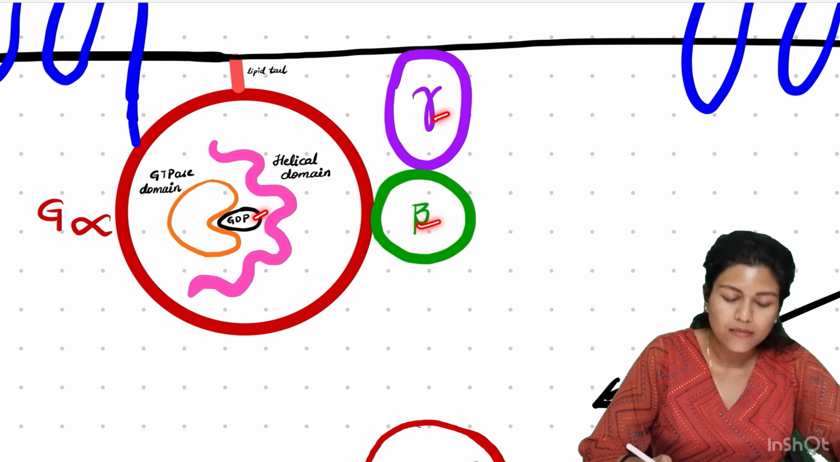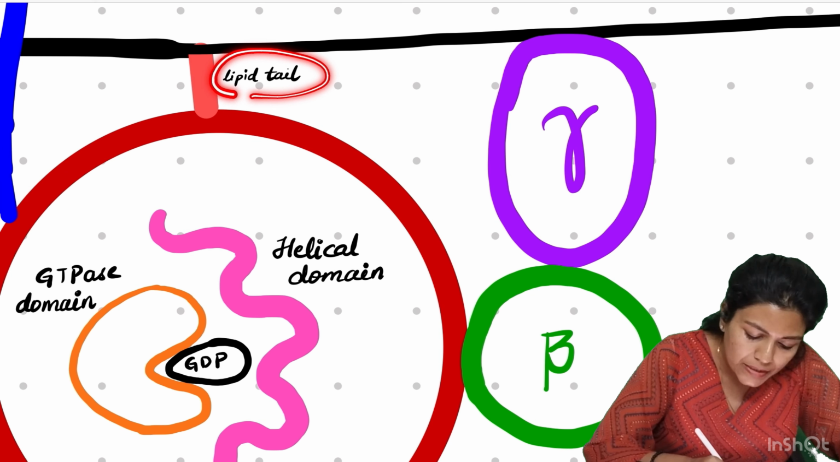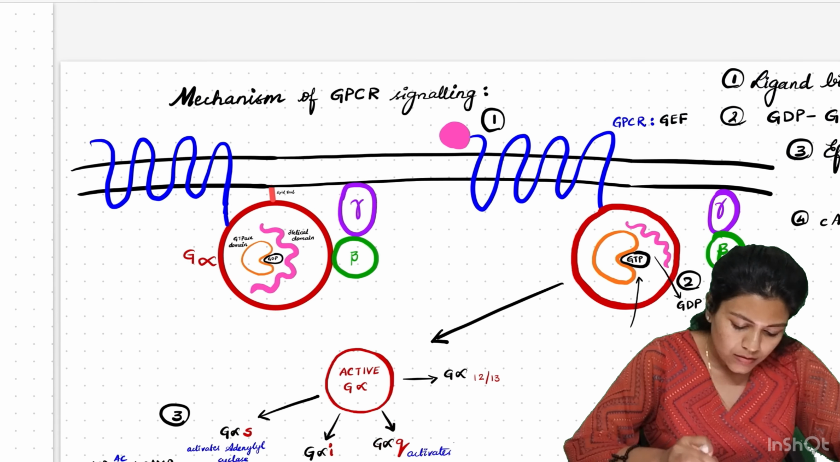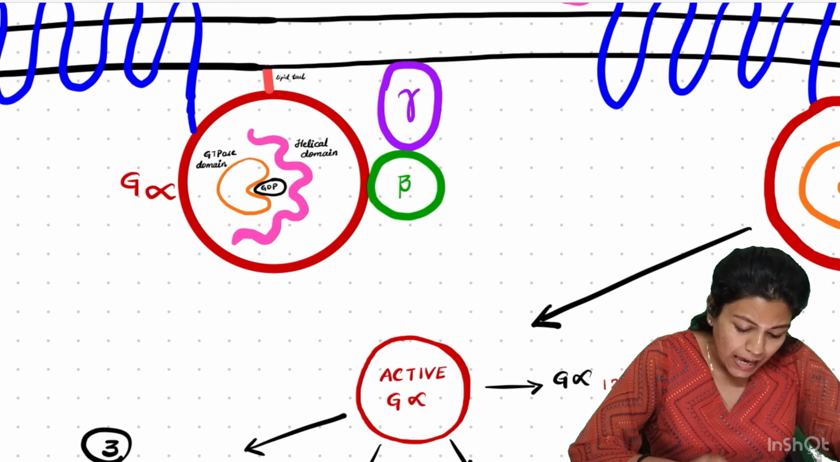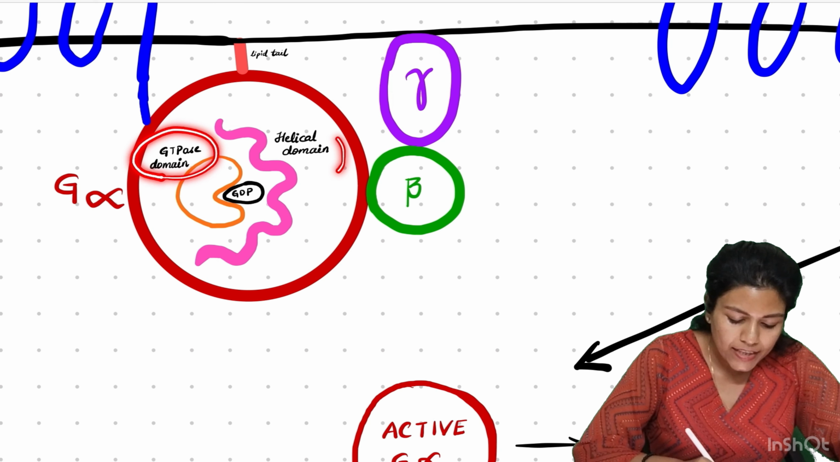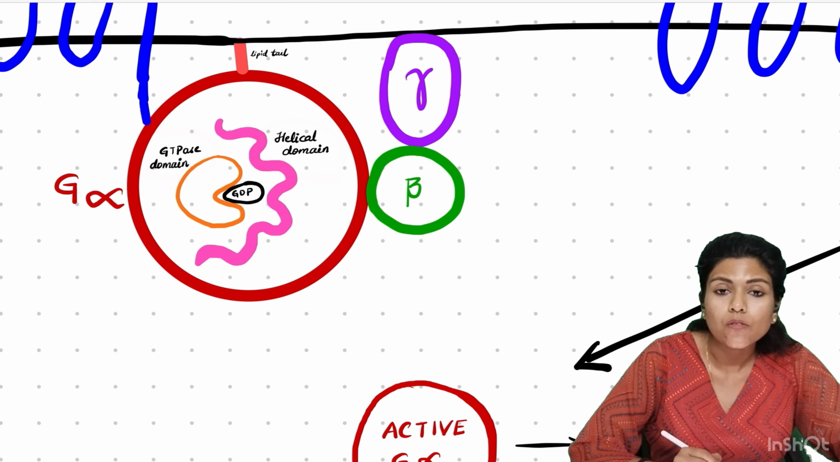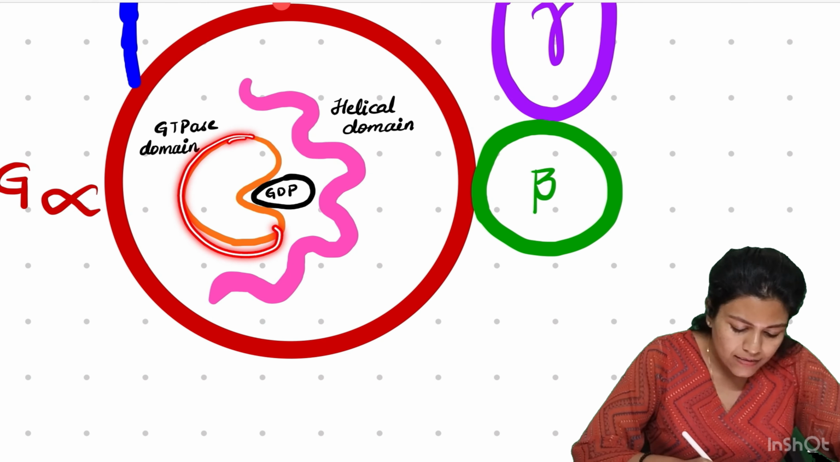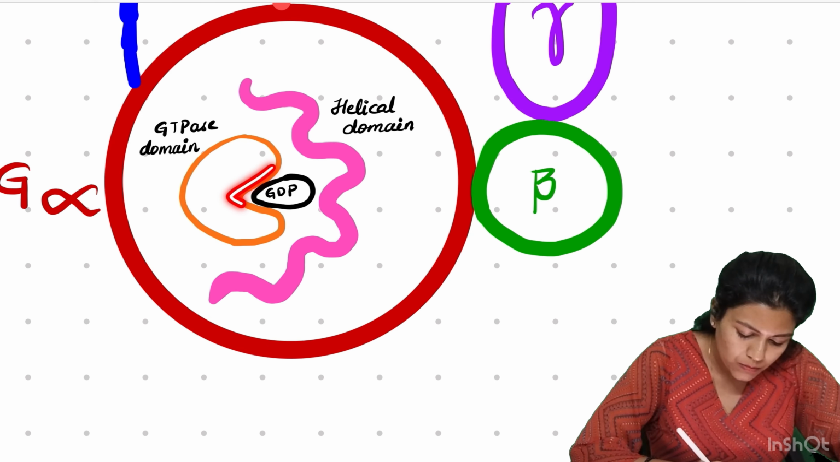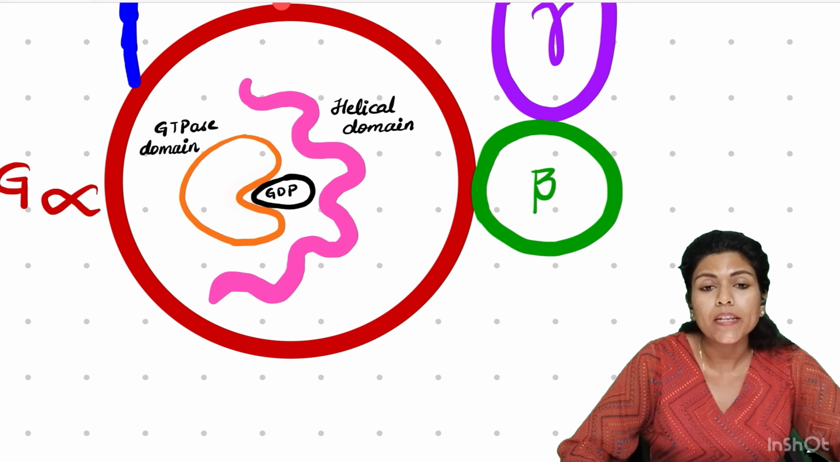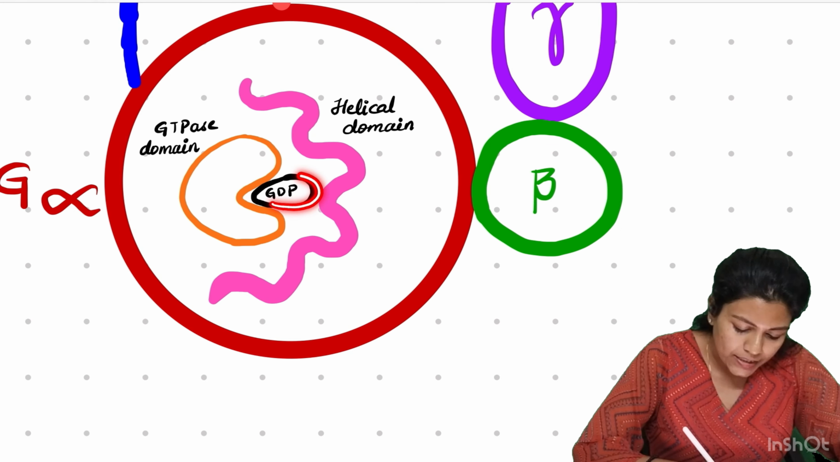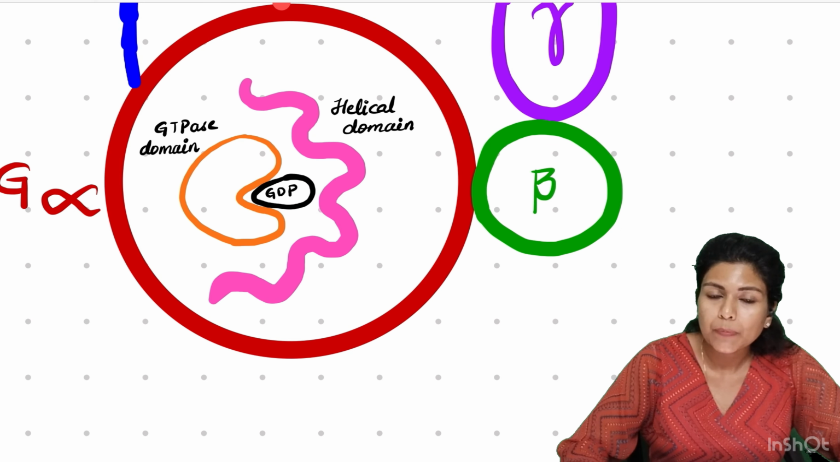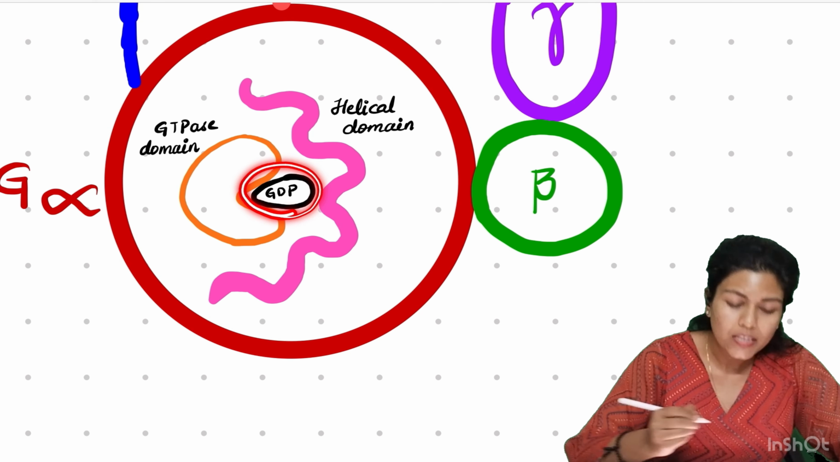And the alpha subunit is attached to the inner surface of the cell membrane with the help of a lipid tail. And this alpha subunit has two kinds of domains. Firstly, the GTPase domain, and second, the helical domain. These are the two domains of the G alpha subunit. The GTPase domain has a groove in it. This is the groove of the GTPase domain where the guanine nucleotide, the GDP or the GTP, will be bound to this alpha subunit.